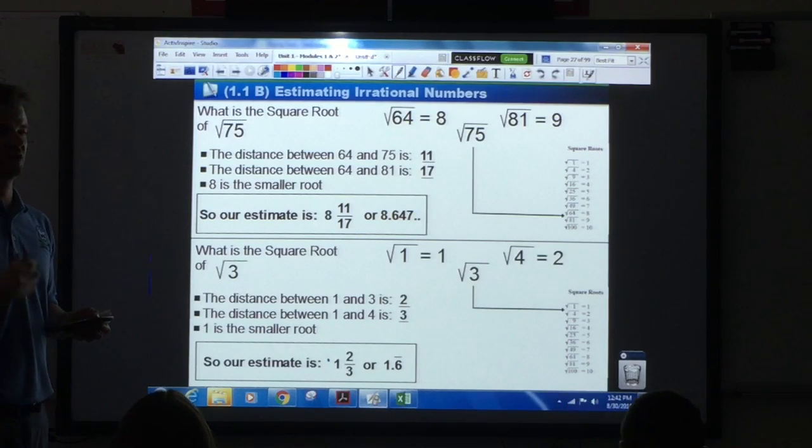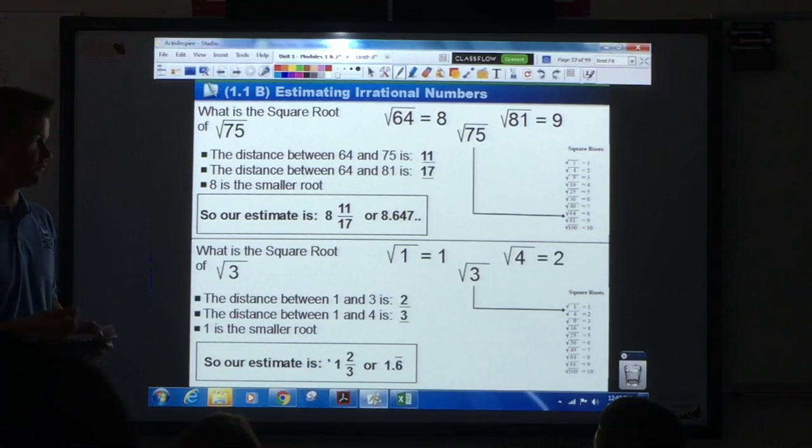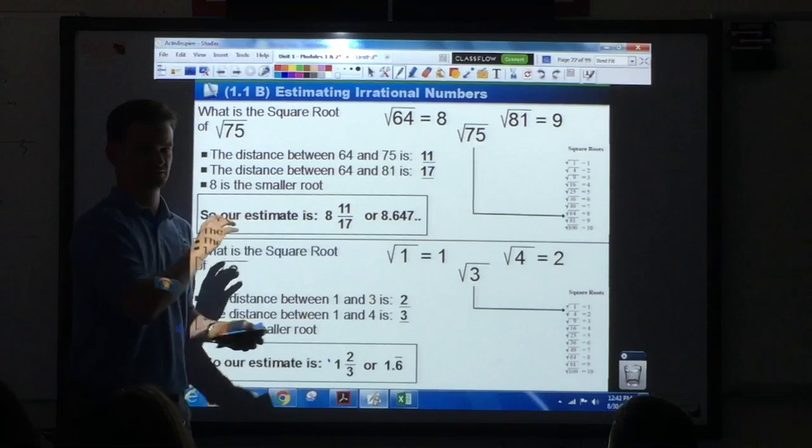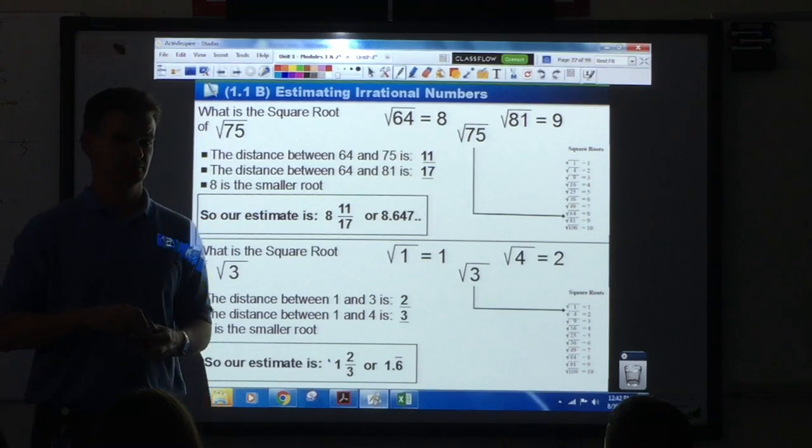As the numbers get bigger, you get even closer and closer. But it's an estimate. It doesn't have to be exact, but you have to know how to do it this way. Does anybody have any questions on this?